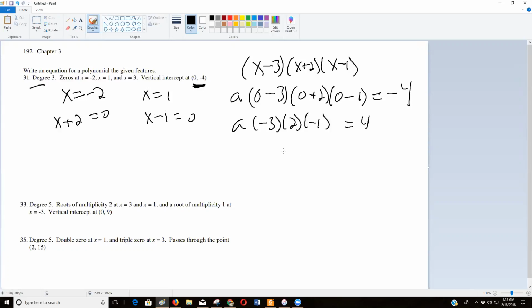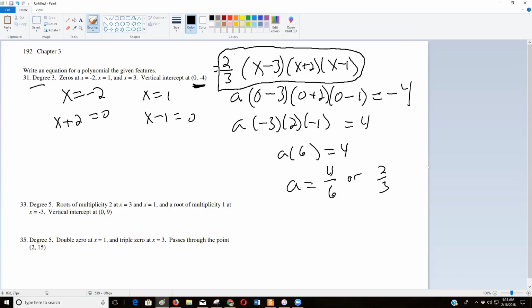So a times 6 equals 4, so a has to equal 4 over 6 or 2 over 3. And that's going to be the stretch factor. So that's what goes right here in front. That's my f of x. That's what you do with that.